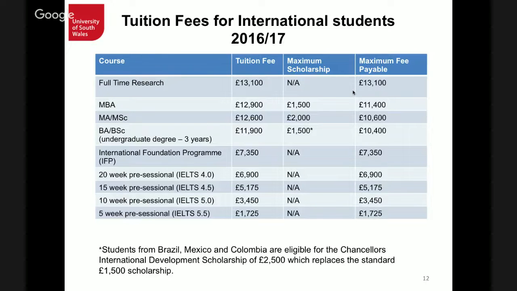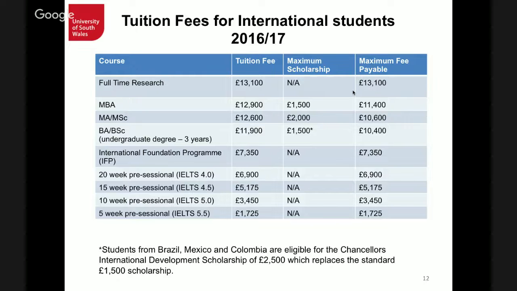If you wanted to study any of the masters programmes, you would be paying £12,600. The scholarship would be £2,000, so you would be paying £10,600 for the entire year. Now, if you were looking at a bachelor degree programme, which is usually a BA, Bachelors of Arts, or a Bachelors of Science, it would take you 3 years to do an undergraduate degree, whereas for the Masters and the MBA, it would take you 1 year usually.